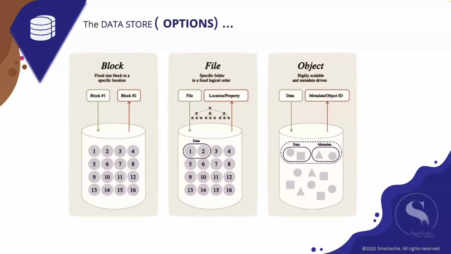The other one is object storage. The third option is object storage. It prioritizes efficiency and cost effectiveness.